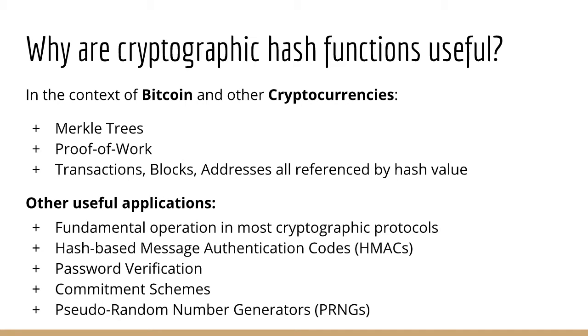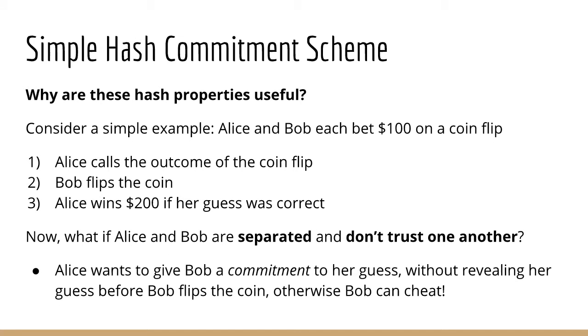It's a low-level implementation detail, but there are also several other useful applications: HMACs, which are hash-based message authentication codes; password verification, for, I don't know, a Google database or something; commitment schemes, which we'll cover in a second; and pseudorandom number generators, which can be done with a string of hash evaluations and a nonce. So to illustrate these formal properties of a hash function, we're going to look at a toy example that I call the simple hash commitment scheme.